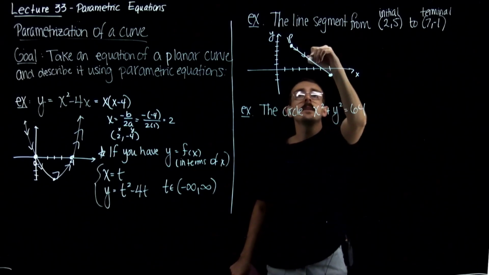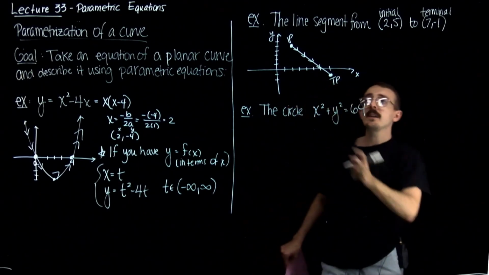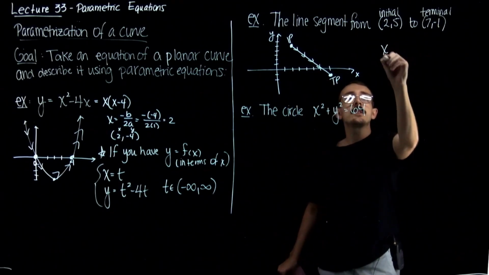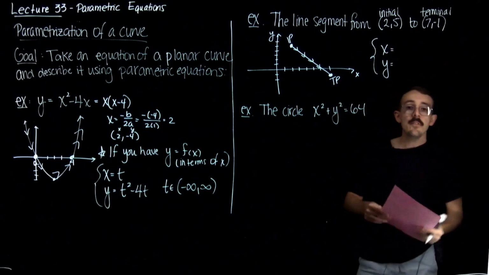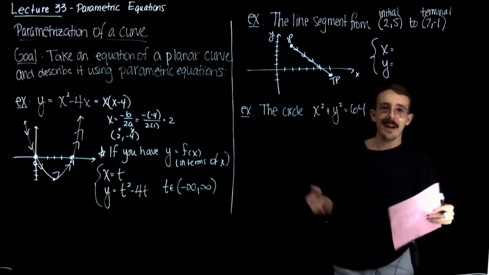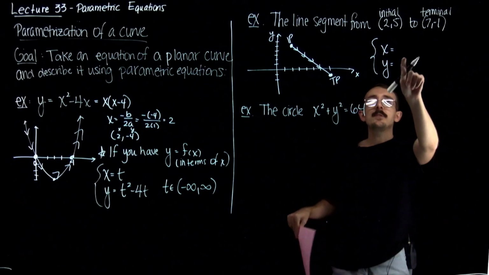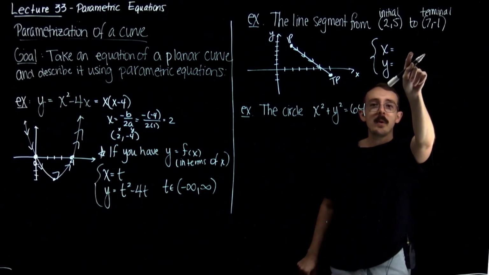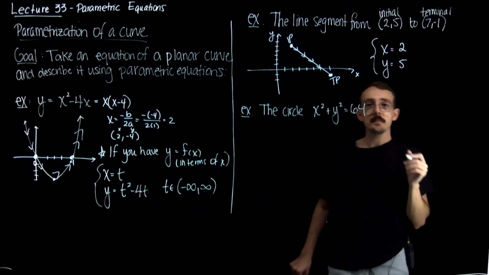I'll say this is terminal point, TP. So I need to write two equations that describe this movement. Now, there are infinitely many ways to do this, but I'm trying to give you the most straightforward one that you can have at the ready, just like for this one. So one way you can do this is you can start by writing the point that you want to start at. So start at 2, 5.